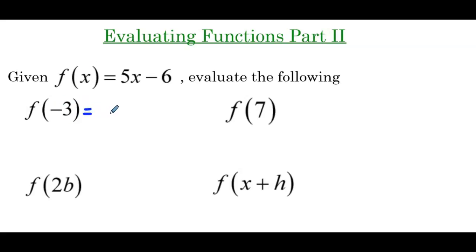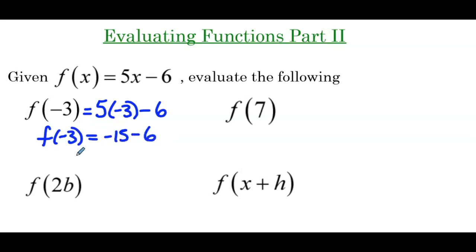Now in these examples, let's try to do it without writing x equals negative 3. So we're going to substitute negative 3 in for x. Right, negative 3 is our input. So we simplify, so f of negative 3 equals negative 15 minus 6. So f of negative 3 is equal to negative 21.